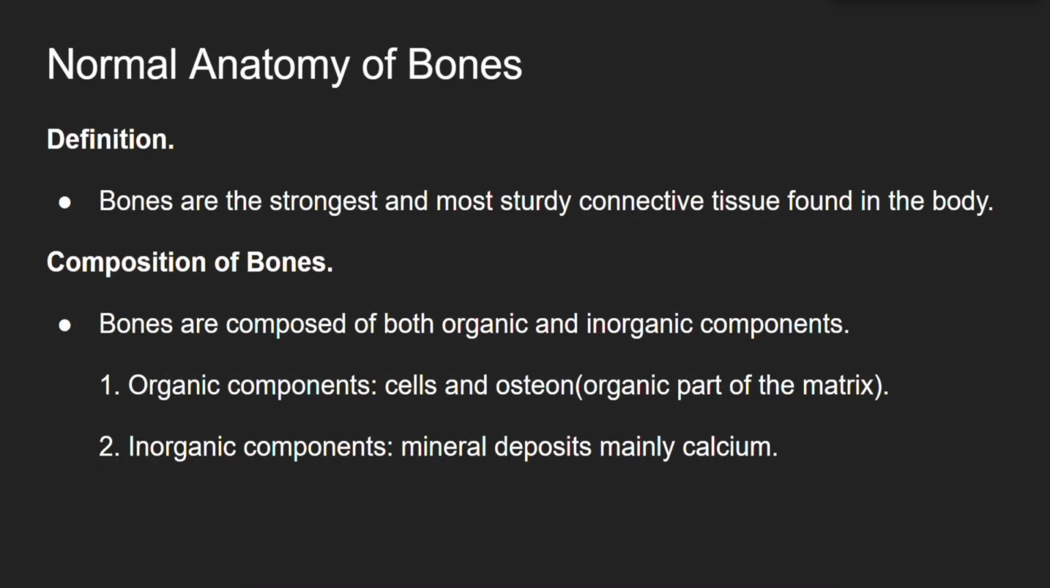Before going back to look at our guy Joshua, let's take a look at the normal anatomy of bones. Bones are the strongest and most sturdy connective tissues found in the body. Bones are composed of both organic and inorganic components. The organic components of bones include cells and osteons. Bone cells include osteoclasts, osteoblasts, osteocytes, and osteoprogenitor cells. Inorganic components of bones include mineral deposits, mainly calcium.